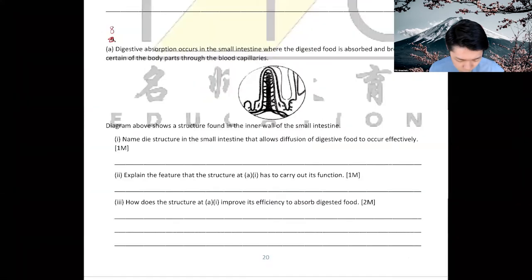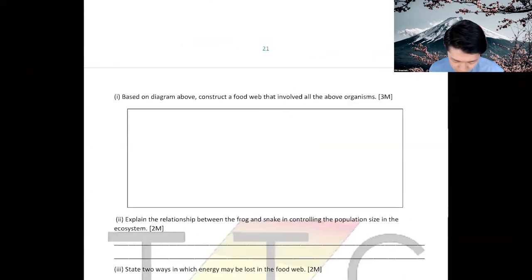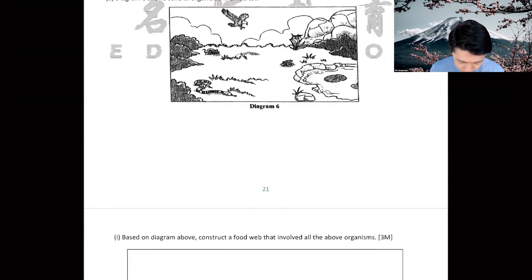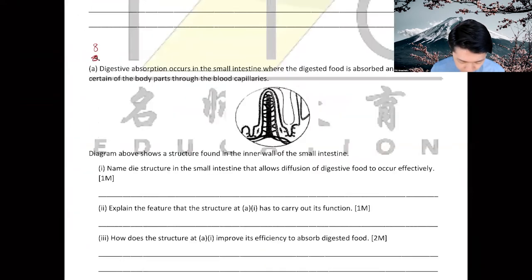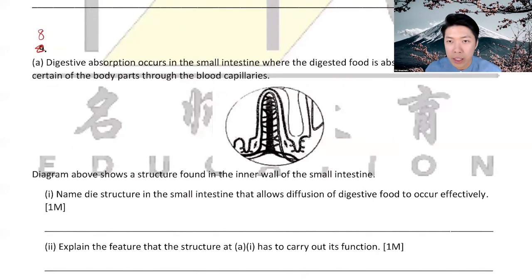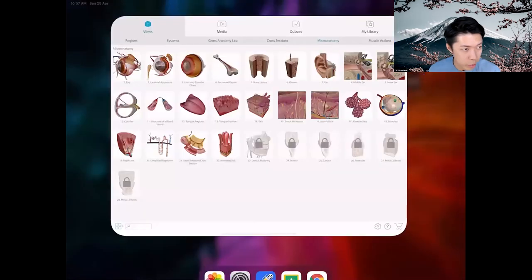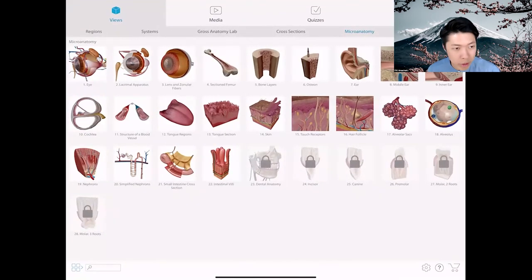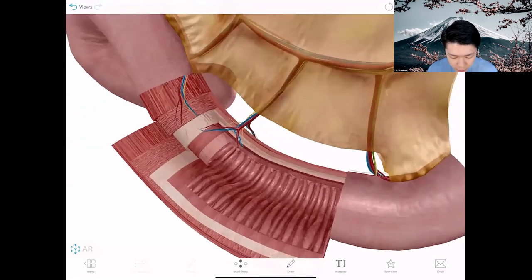Then I think we shall go to question 8, shall we? Question 8. Okay, digestion again, by the way. Form 2, chapter 3. So I'm pretty sure everyone knows this, right? This is called the villi. Yeah, villi in the small intestine. I'm just going to quickly show you how it is. So small intestine, right? The inside looks like that, by the way.